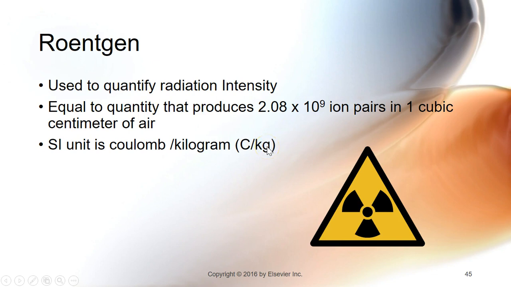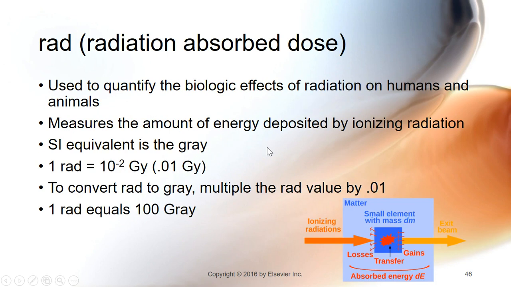The next one that you need to know about is the rad. Rad stands for radiation absorbed dose. A lot of people think, well, it's just radiation. No, the radiation intensity is your Röntgen. This particular unit is used to describe the biologic effects of radiation on humans and animals. And so that means it's absorbed.